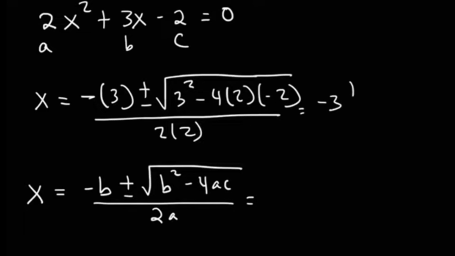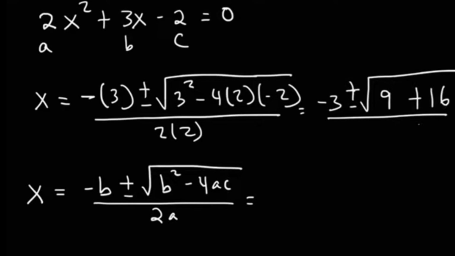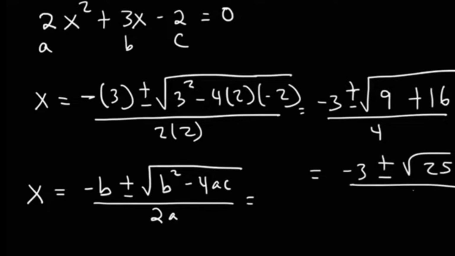So we have negative 3, plus or minus the square root. 3 squared is 9. Negative 4 times 2 is negative 8. And negative 8 times negative 2 is positive 16, all over 4. 9 plus 16 is 25, all over 4. The square root of 25 is 5, all over 4.